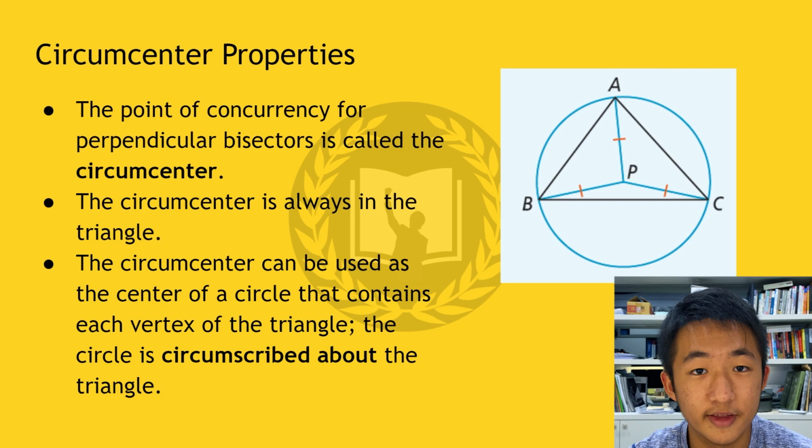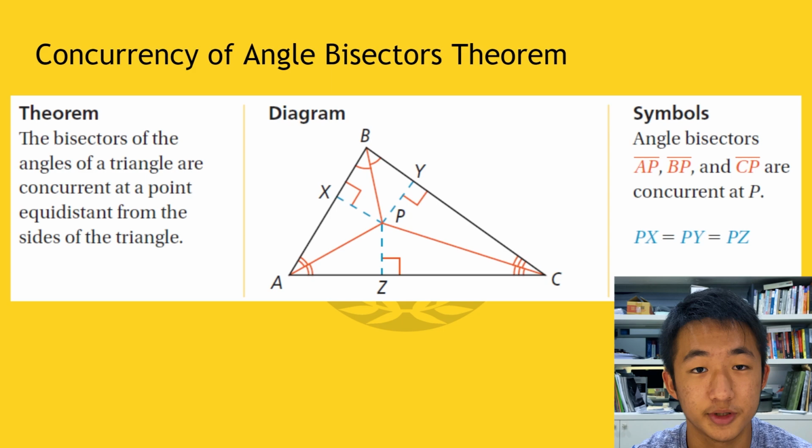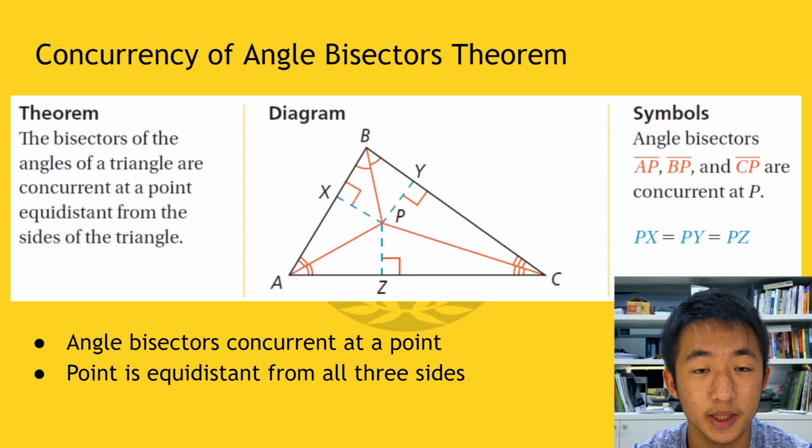Now let's move on to the concurrency of angle bisectors theorem. Essentially, the angle bisectors are concurrent at a point that is equidistant from all three sides of the triangle. Remember that when we're referring to points being equidistant, we're always referring to the perpendicular distance, which is always the shortest distance as well. As seen here, angle bisectors AP, BP, and CP are all concurrent at point P, while PX is equal to PY and PZ, showing that the point of concurrency is equidistant from all three sides.